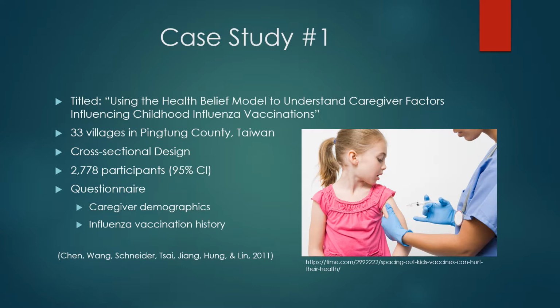And what they did was they looked at 33 villages in Pingtung County in Taiwan. The study was done in a cross-sectional design. There ended up being 2,778 participants in the study. And what they did was they created a questionnaire where they asked for the caregiver's demographics, and they also asked for the influenza vaccination history related to both the caregiver and the child.